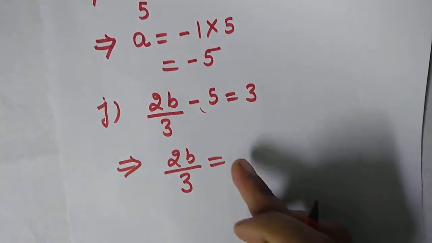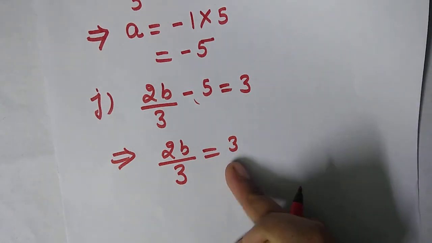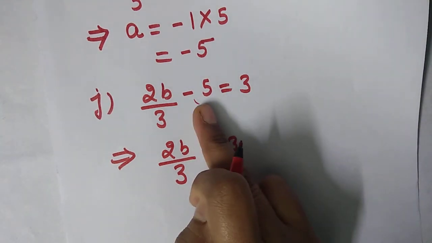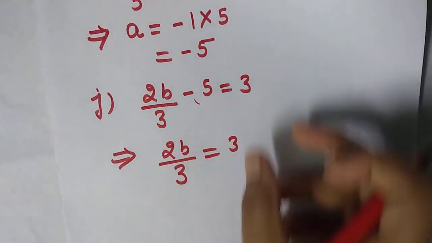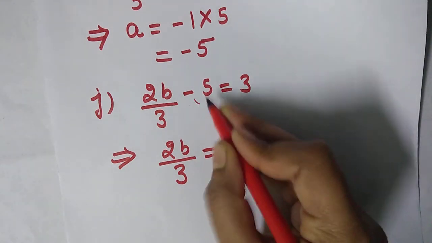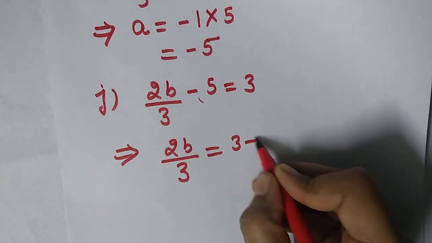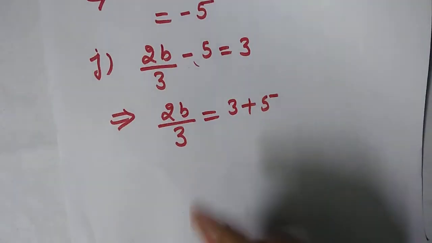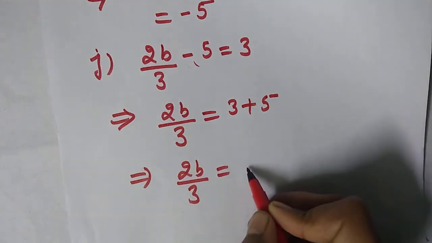So first you need to write 3 because this is already in RHS. Now this is -5 and I have to shift this -5 to that side because I am collecting constants on RHS. If I am shifting this, it will change its sign and it will be +5. Now 2b by 3, 3 plus 5 is 8.